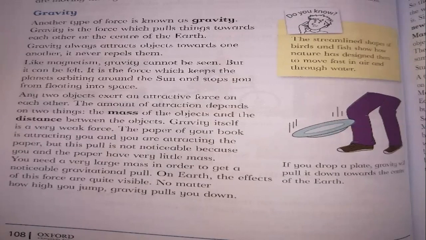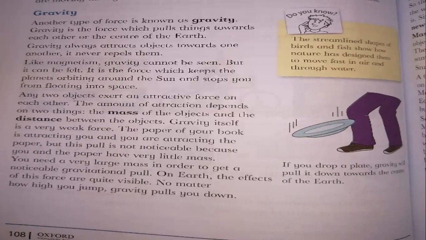Any two objects exert an attractive force on each other. The amount of attraction depends on two things: the mass of the objects and the distance between the objects. Definitely, there are two things: mass and the distance. Gravity itself is a very weak force. That's why we cannot feel that force.